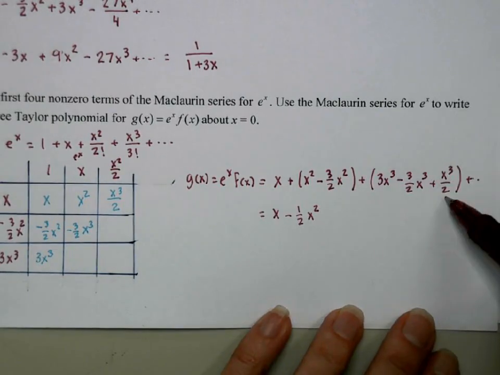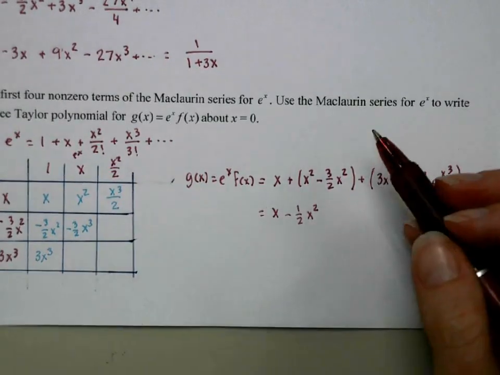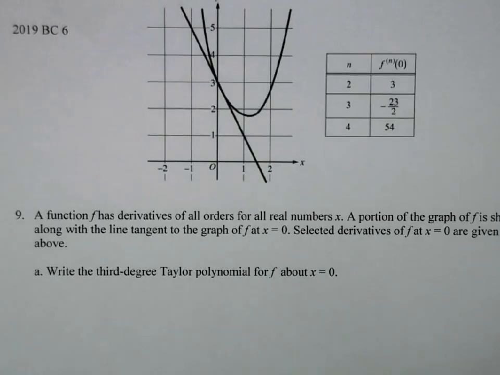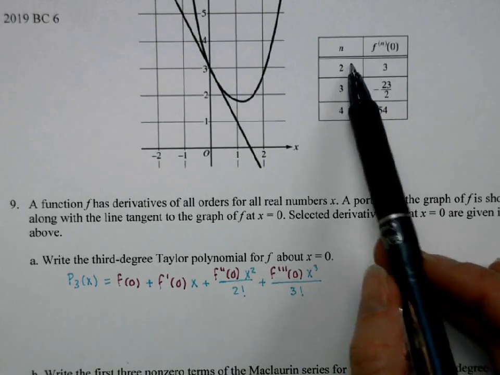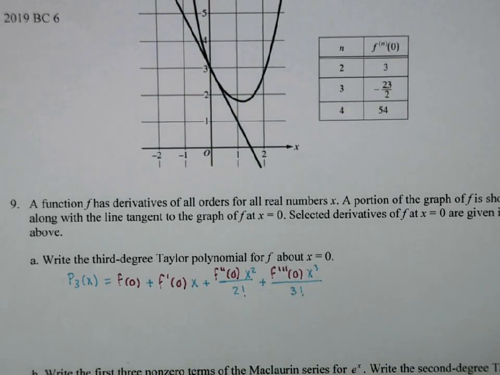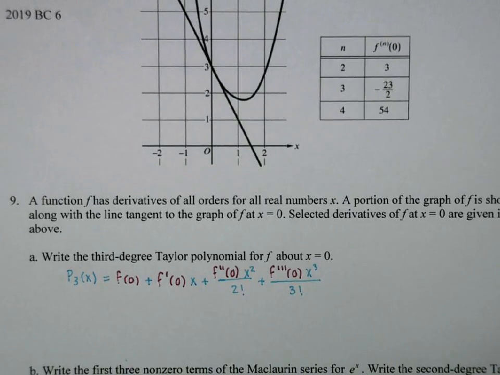All right, and our last problem is the 2019 series question. So first we're going to write the third degree Taylor polynomial about 0. Okay, so I've written my template for the Taylor series. We're given a chart that gives me the second, third, and fourth derivatives, but we also need the first and second. We're also provided the graph and the tangent line, and we're all about 0 here.